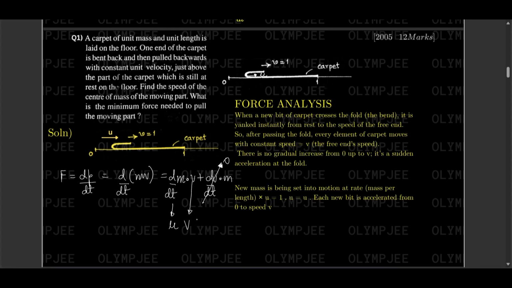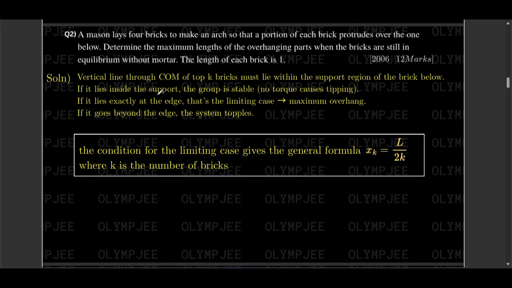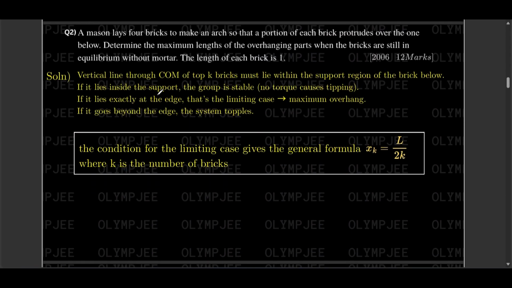So this will give us the answer as uv, and since u is equal to v by 2, we'll get v square by 2, which is equal to 0.5 Newton. So this was a very nice question. Moving on to question number 2. This is also a nice question.